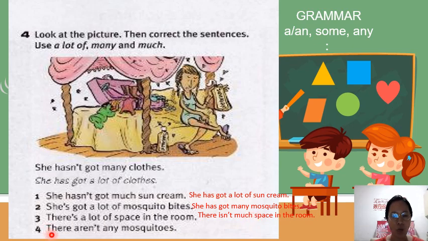And the last one, there aren't any mosquitoes. You can see the mosquitoes are flying all over. So you change it to there are many mosquitoes, or you can say there are a lot of mosquitoes. Okay, so we have come to the end of our lesson. So today we learned about quantifiers, and, some, any, much, many, and a lot of.